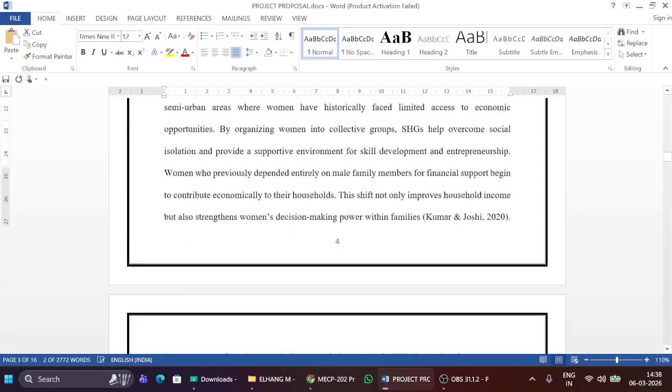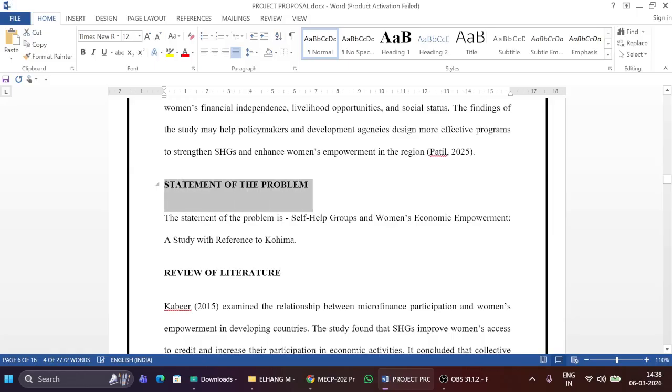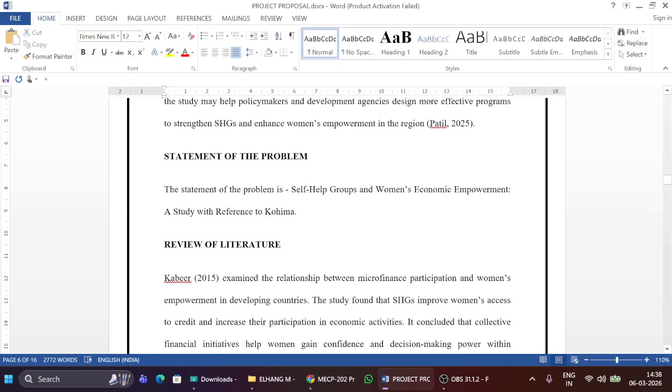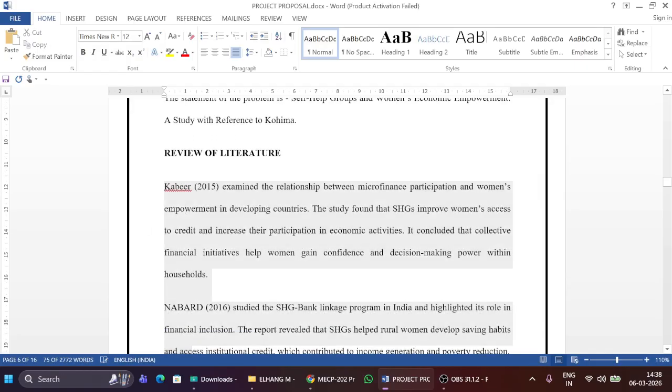Okay. So after writing the introduction, you have to write the statement of the problem. You can write the statement of the problem like this. And after that, review of literature. One more thing is missing here. You have to write the introduction of the review of literature first. Like one paragraph has to be written as the introduction of the review of literature. Then you can start the review of literature like this.